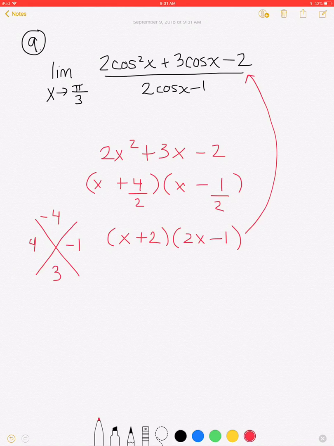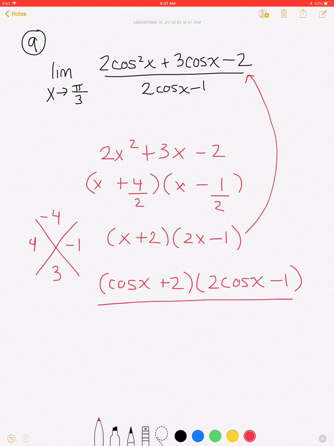So that's essentially what this is going to be right here, except it's just cosine x instead of x. So this is going to be cosine x plus 2 times 2 cosine x minus 1 all over 2 cosine x minus 1. Alright, now I hope somebody called me out because I did not do what I always tell you guys to do and plug it in first.